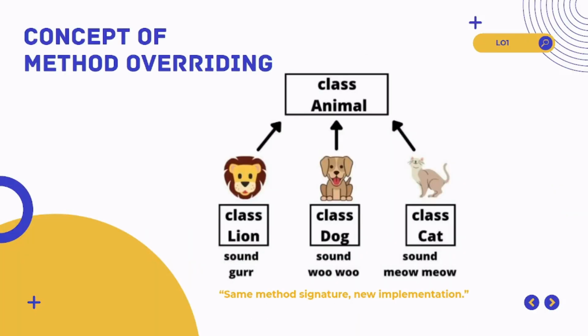Let's get started. Method overriding happens when a subclass provides its own version of a method that already exists in its superclass. The method name, return type, and parameters must be the same, but the subclass changes the implementation.